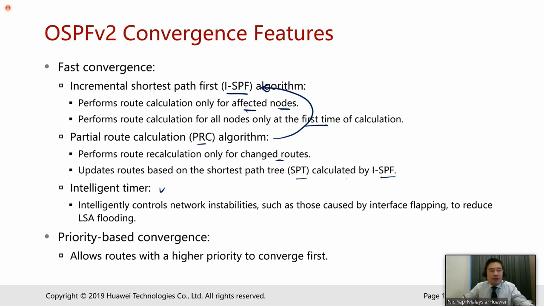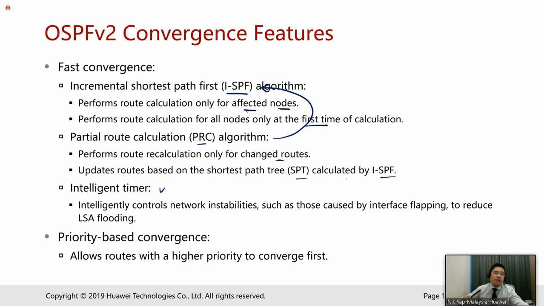Priority-based convergence allows the route with the higher priority to converge first. It means that for everything that you learn or advertise, you can set the priorities. If you find that something is important, it needs to converge first. When anything goes down and comes back again, you need to allow this one to be first. Then you can set the priorities. By default, everything is medium. You can make it high or low.